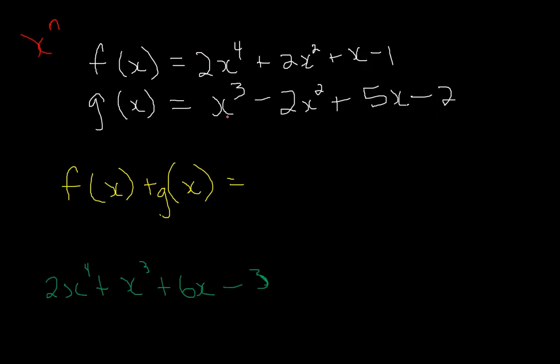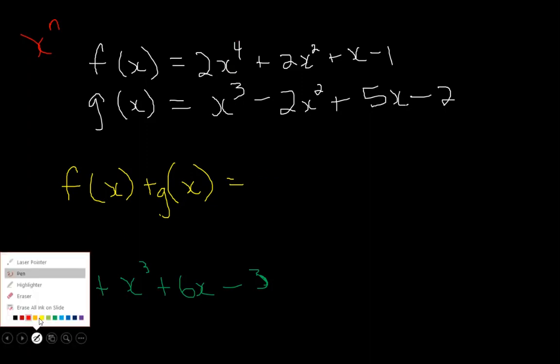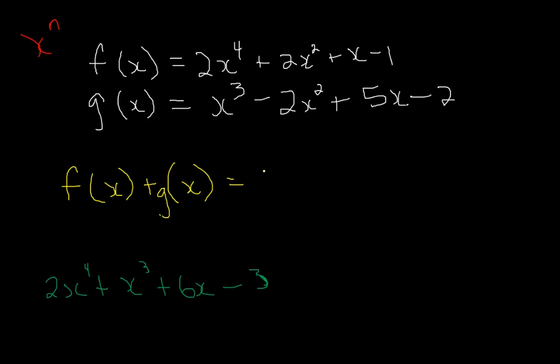So f of x, the first term I see is 2x to the power of 4. So I look at my other polynomial. None of these terms here are like terms compared to this, right? I don't see one with x to the power of 4. So what does that mean? I can't add anything to that term, right? So it just remains the 2x to the power of 4.